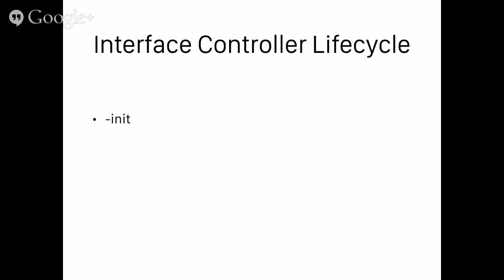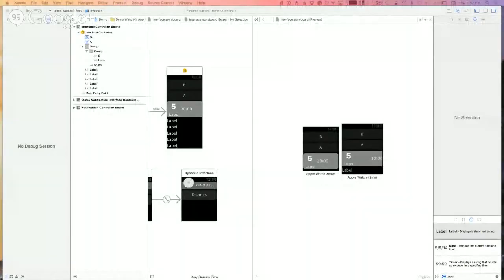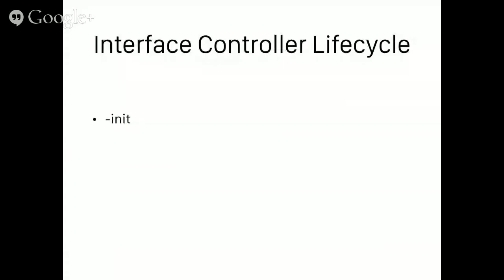So interface controllers. When you make them, they're kind of like self-contained little screens. And the life cycle is a lot like a view controller life cycle, but very compressed. You get an init method whenever it's created, usually in your storyboard. Actually, always in your storyboard, but depending on when it's shown. There's awake with context, and that's kind of like awake from nib on iOS.